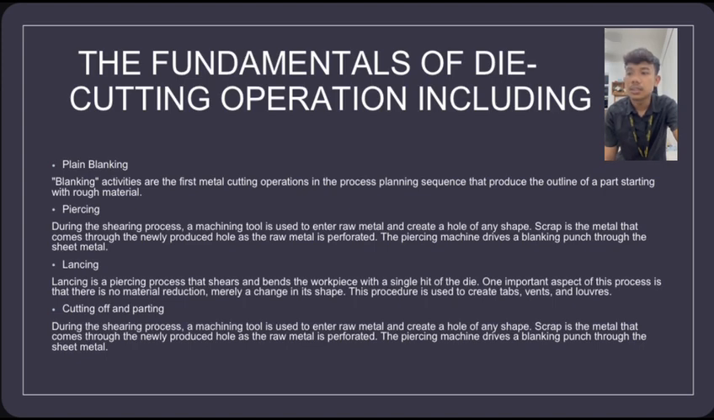During the shearing process, a machining tool is used to enter raw metal and create a hole of any shape. Scrap is the metal that comes through the newly produced hole as the raw material is perforated. The piercing machine drives a blanking punch through the sheet metal.